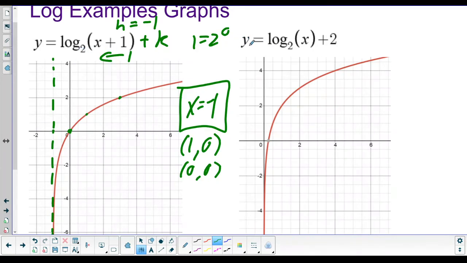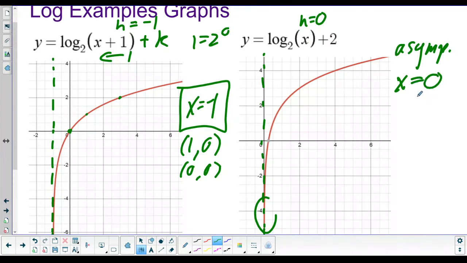If we look at y equals log base 2 of x, here we don't have a number added or subtracted to the x on the inside. So h equals 0, and we can see our vertical asymptote right there. What you want to do to find your asymptotes is just look at the tail of this graph and see where it levels off. Because h equals 0, our asymptote is at x equals 0, because our asymptote is always at x equals h.